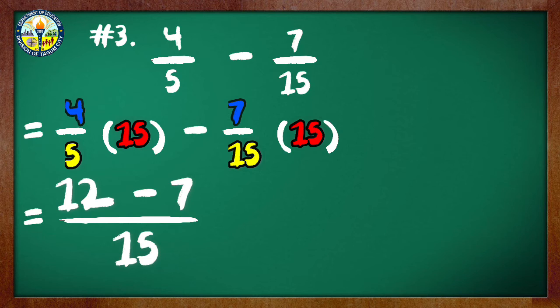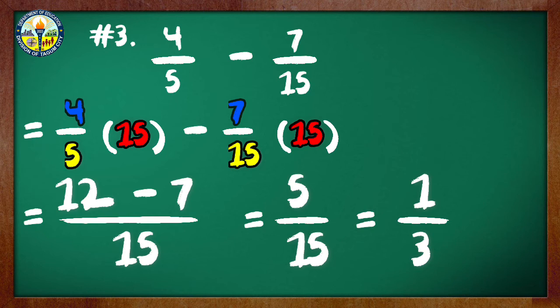Subtract the numerators. 12 minus 7 equals 5. So we have a new fraction, 5 over 15 or 1/3 as the lowest term, which is the difference of 4 over 5 and 7 over 15. This further means that the difference is 5 over 15 or 1/3 of a kilometer.